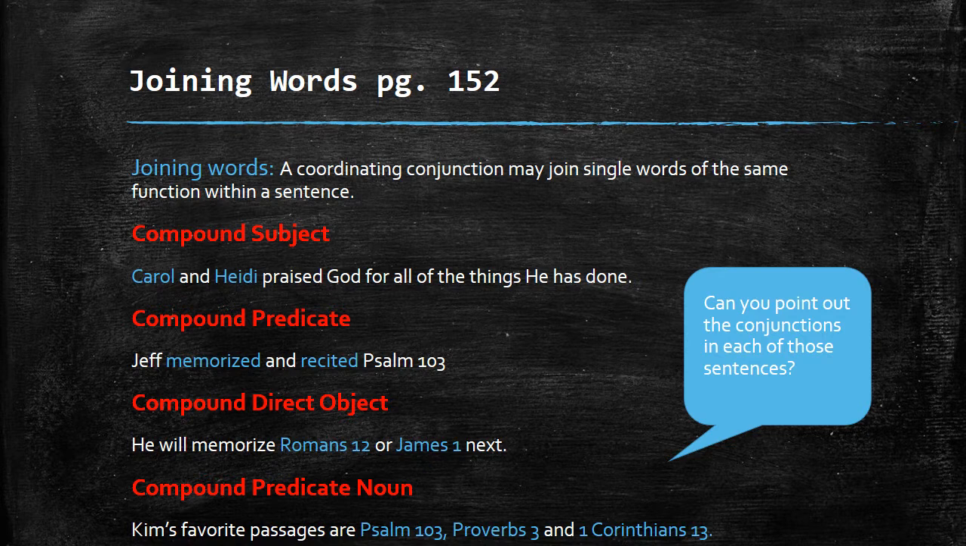And the next one, Romans 12, James 1 next. We have to have that "or," which joins those two direct objects together. And then the last one, Psalm 103, Proverbs 3, and 1 Corinthians 13. The sentence wouldn't make sense if we did not have "and" in the sentence.